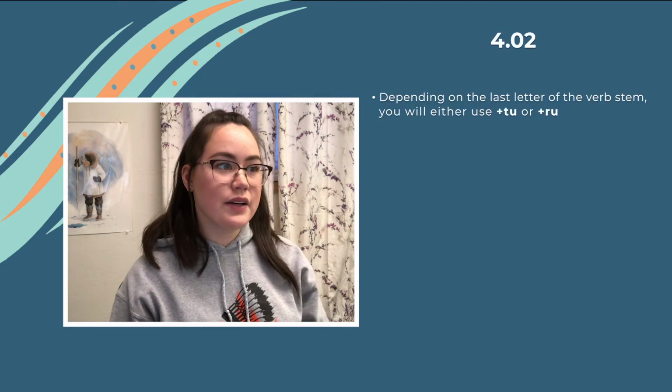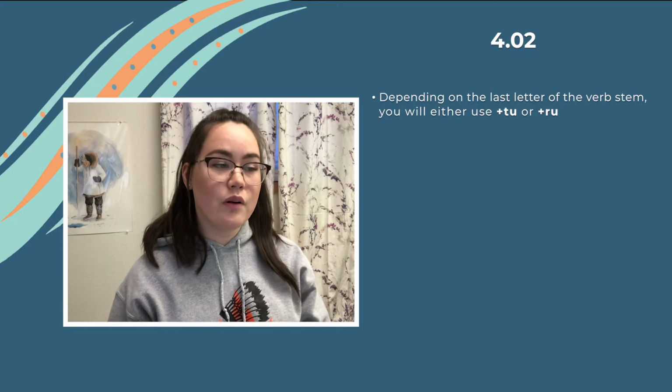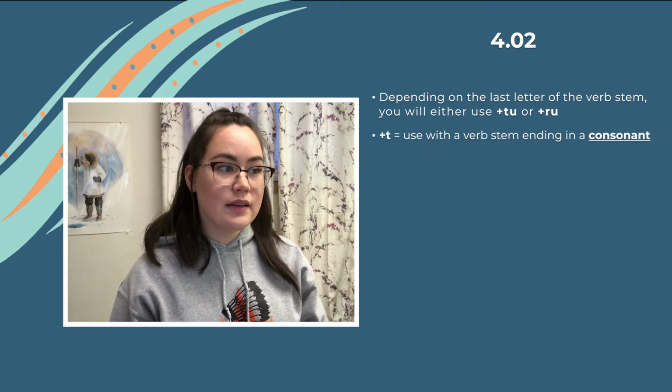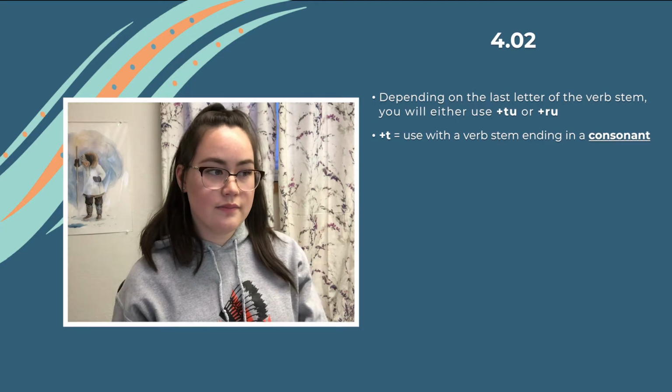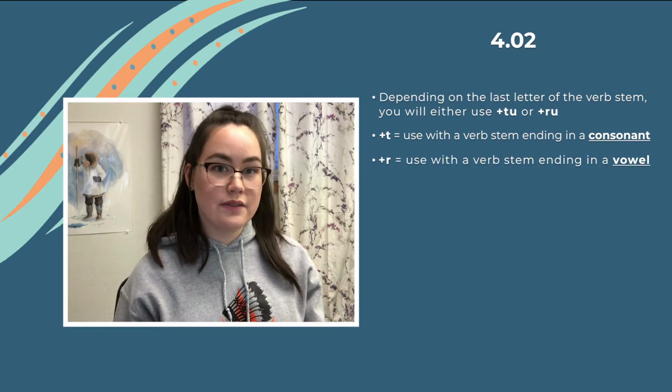Depending on the last letter of the verb stem, you will either use plus tu or plus ru. When you use the plus t, you will use that specific one with the verb stem ending in a consonant. You will use the letter R when the verb stem ends in a vowel.